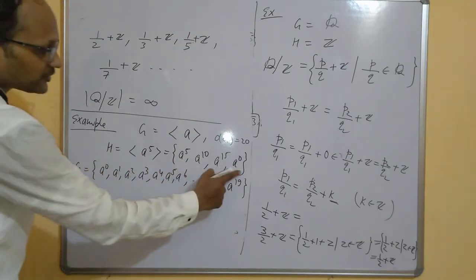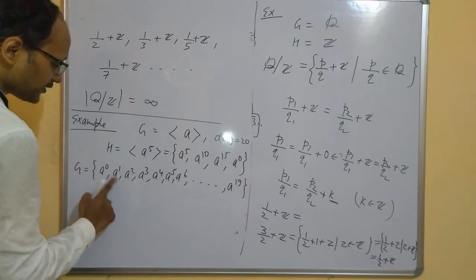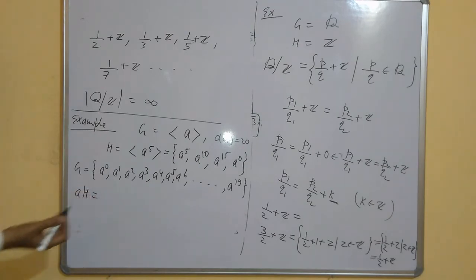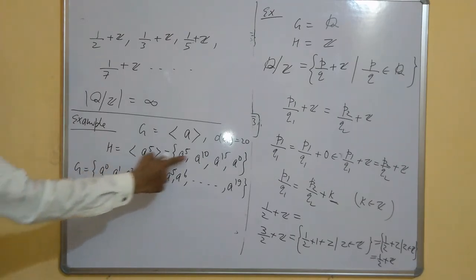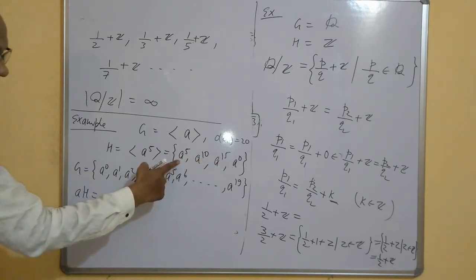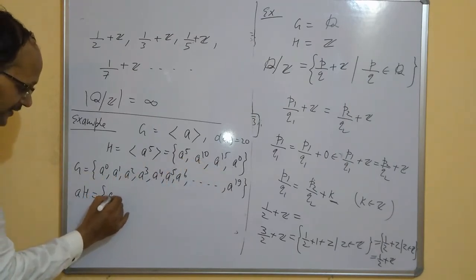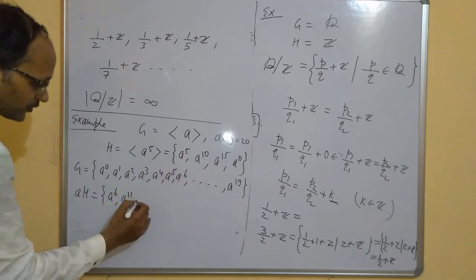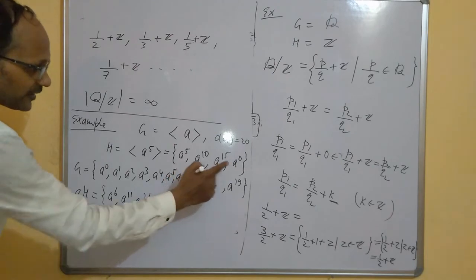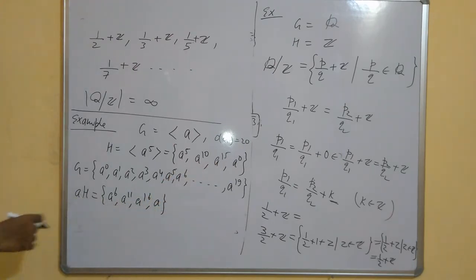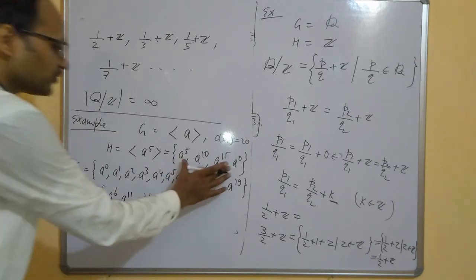You will take one element which is not here. So a to the power 0 is here, a to the power 1 is not here, so you will multiply H by a. a means a to the power 1. So what will happen when you multiply here? You multiply by a, so it is a to the power 6, a to the power 11, a to the power 16, and a to the power 1. So this is aH. So you get another set of 4 elements. This is 4, this is 4.